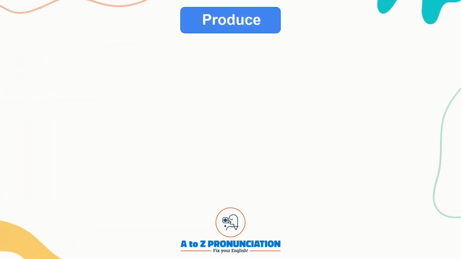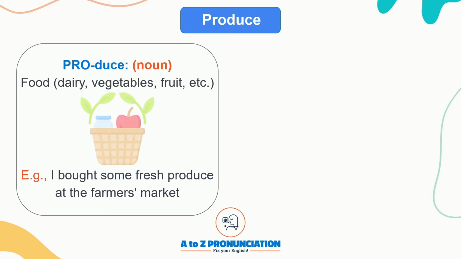Produce and produce. Produce is actually a noun. Yes, you heard that right. Which actually means food, well, types of fresh foods like dairy, vegetables, fruits, etc. For example, I bought some fresh produce at the farmer's market.